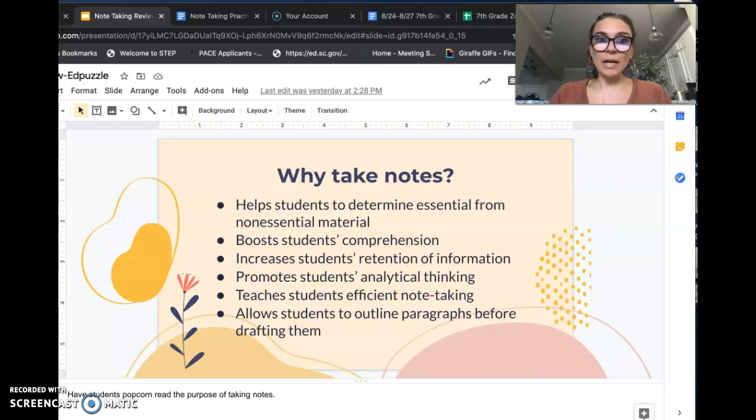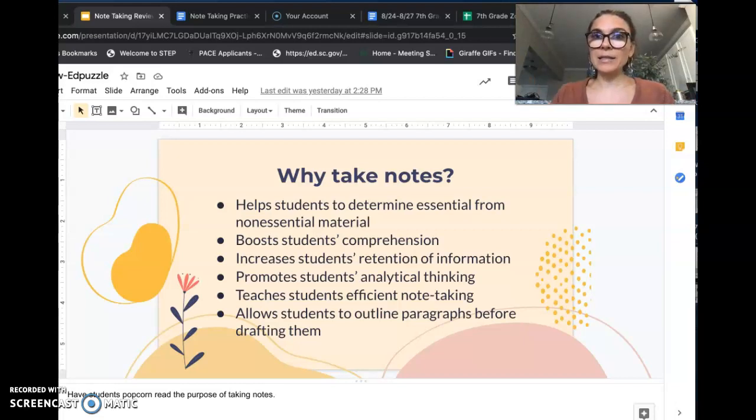It helps you as a student to determine what's important information and what's not important information. It helps to boost your comprehension. It helps to increase the amount of information you can retain or keep in your brain and remember. It helps you to think analytically, so to analyze things. It helps you to become a very efficient note taker. And then it also helps to prepare for your writing.